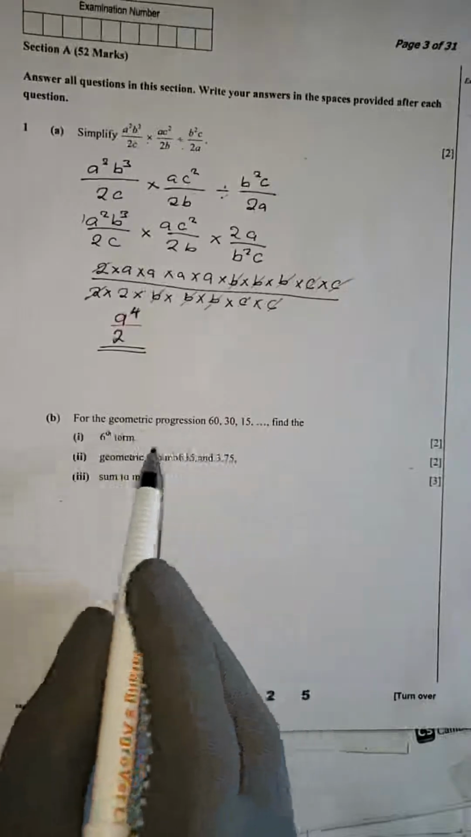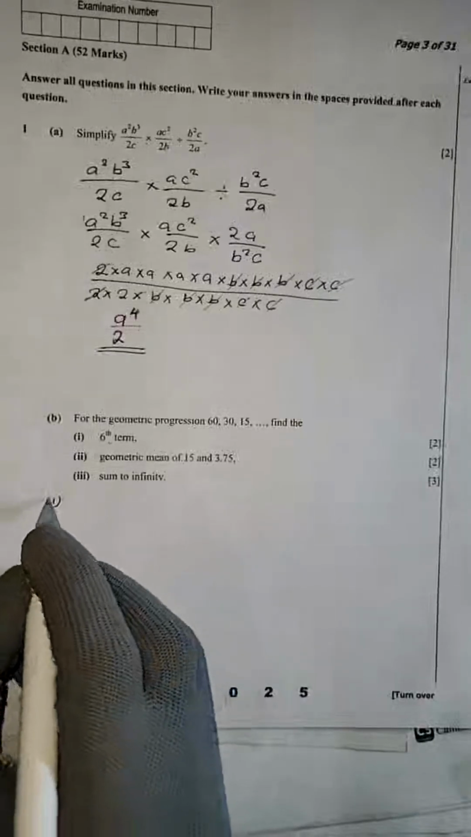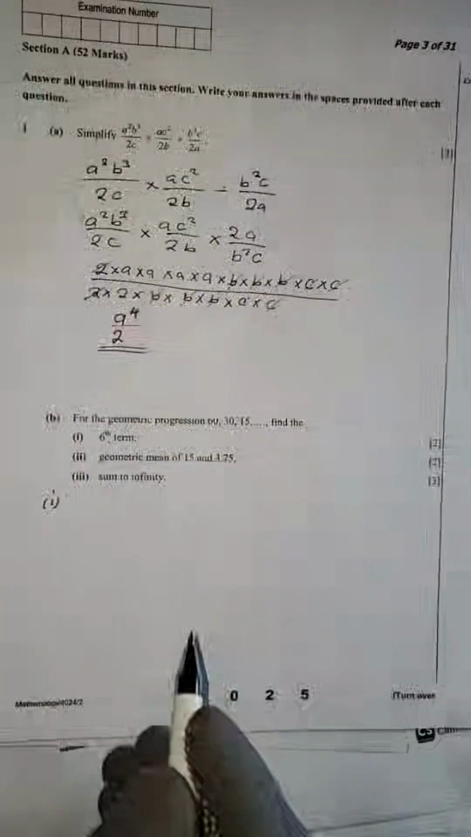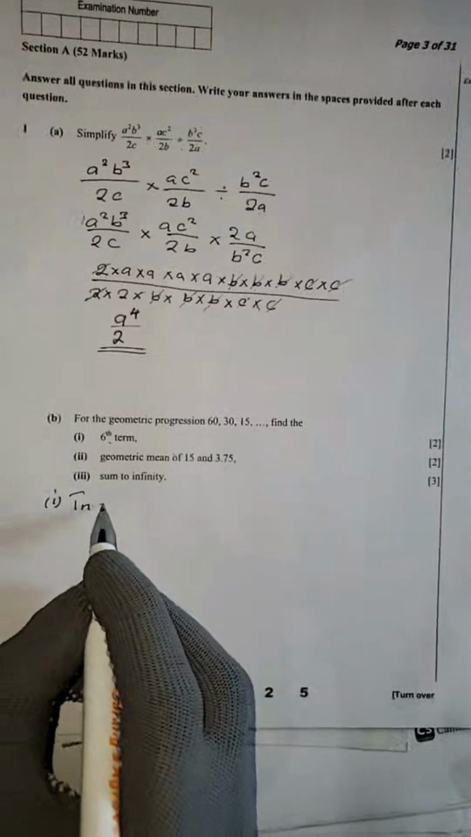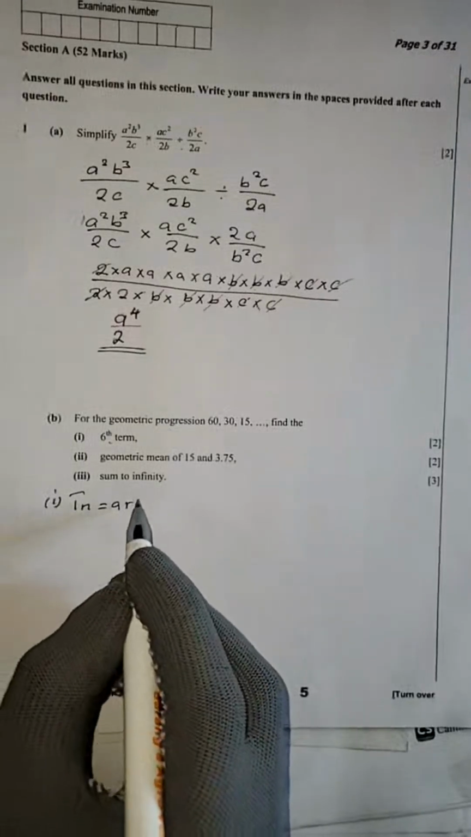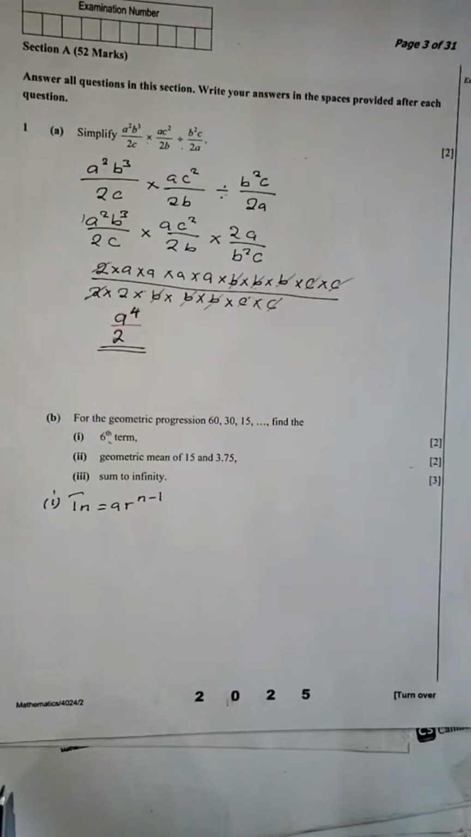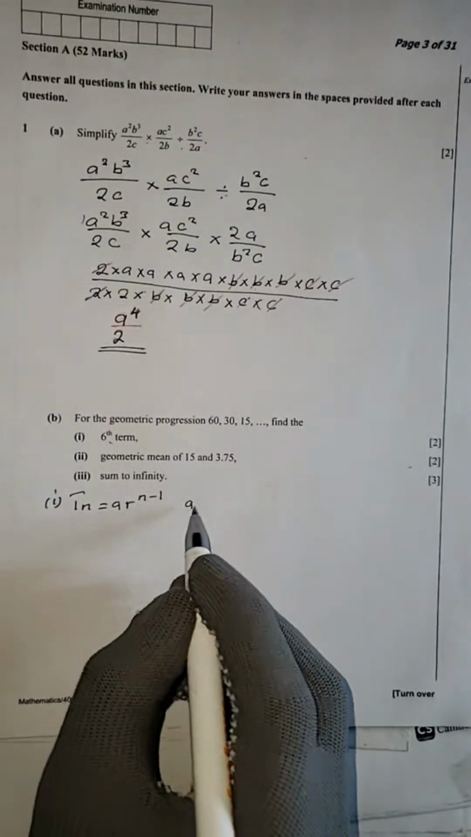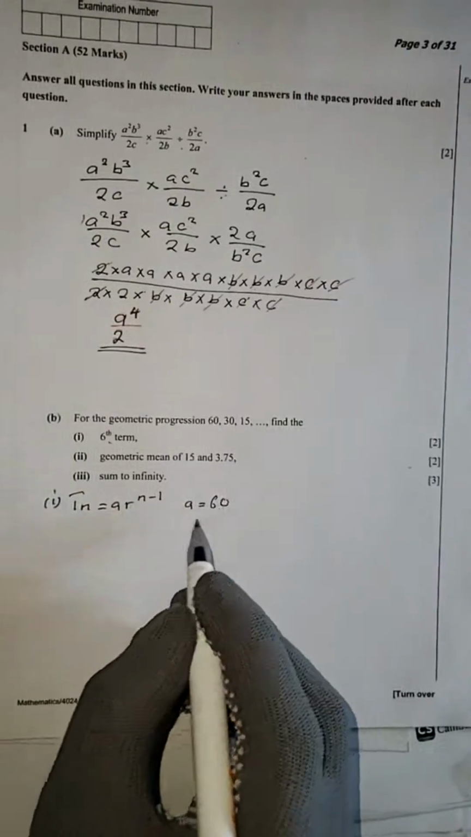So here we are asked to find the sixth term. Now, what's the formula for finding the nth term of a GP? The formula is Tn equals A r to the power n minus 1, whereby A is the first term. We've been given the first term there, which is 60.